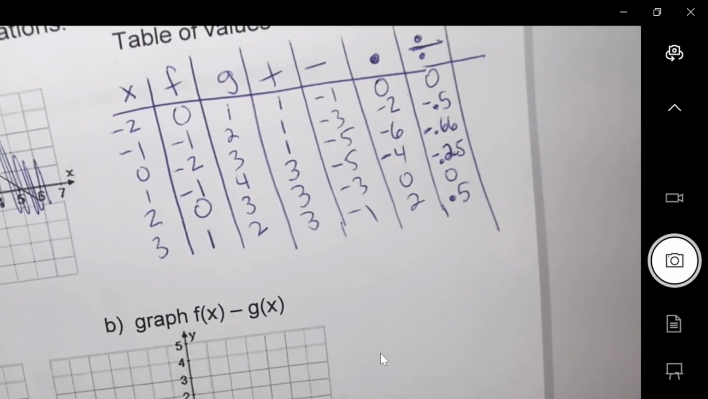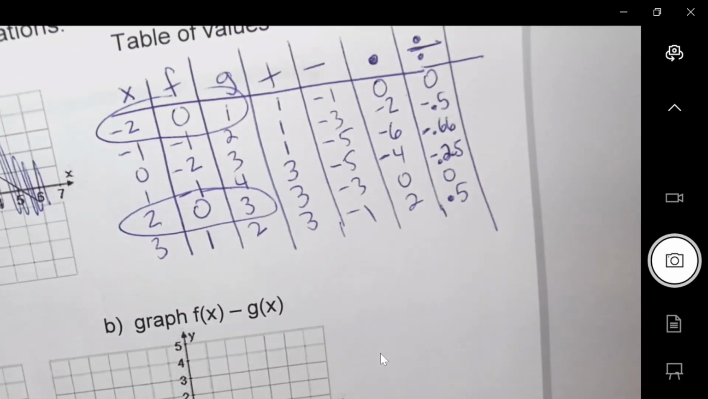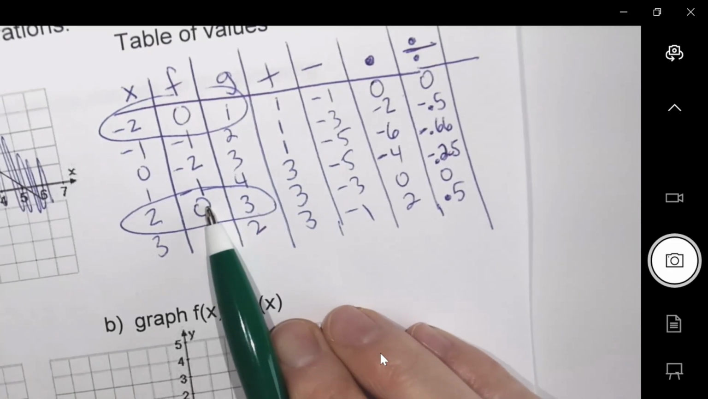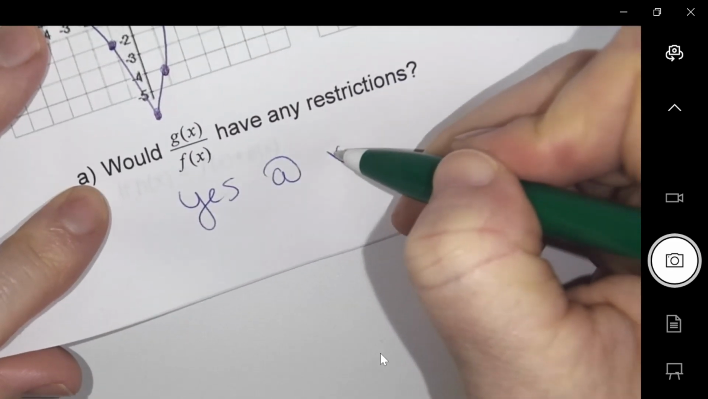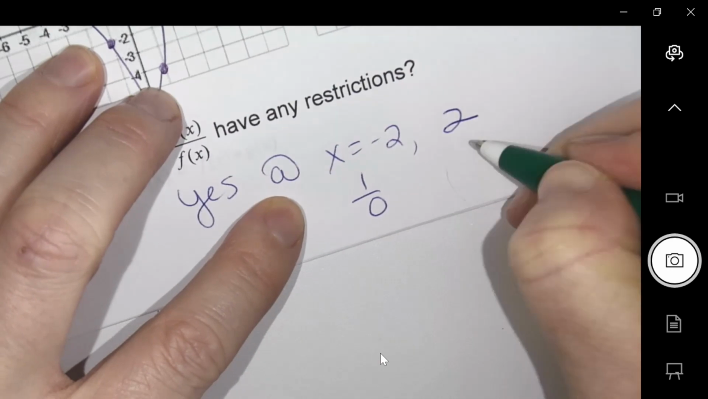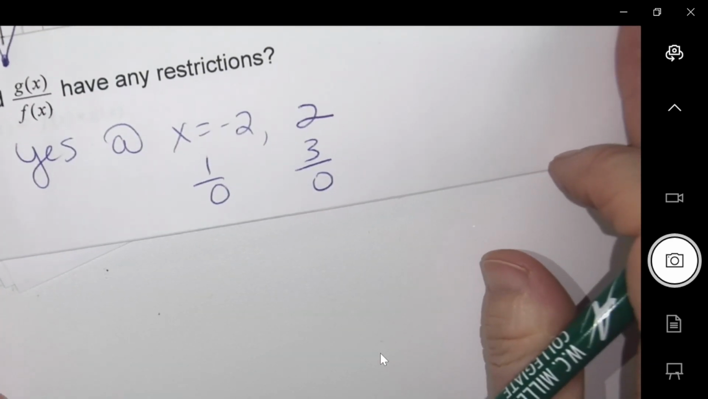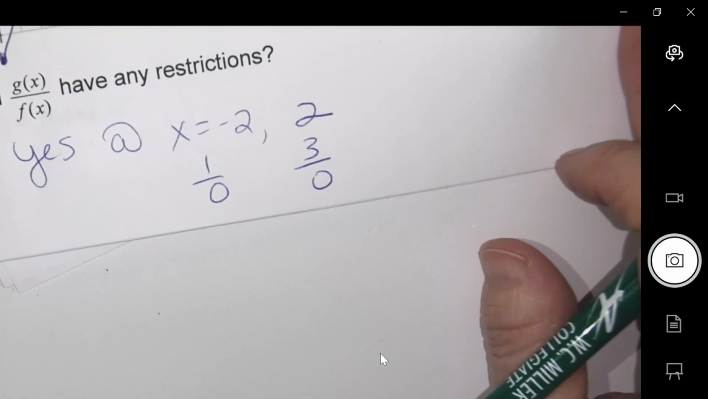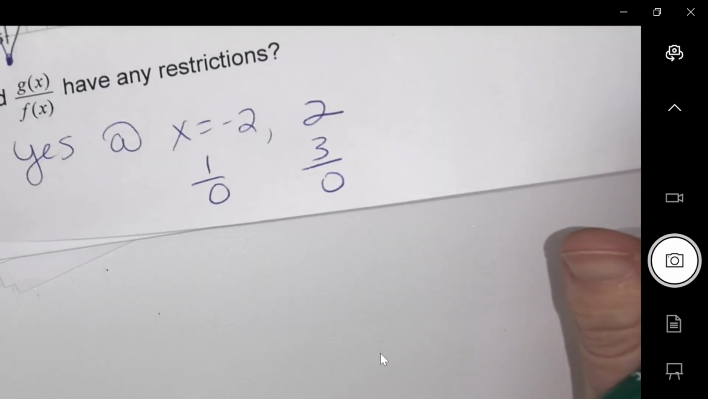Where would you have problems? Which X values would you have a problem with? 2 and 2. You would have problems because you can't do 1 divided by 0 and you can't do 3 divided by 0. Okay, so those would cause problems or restrictions. Okay, does that make sense?